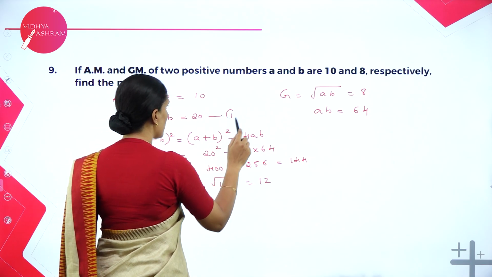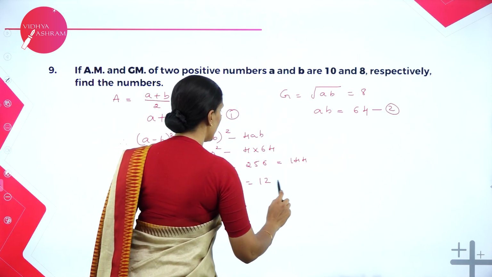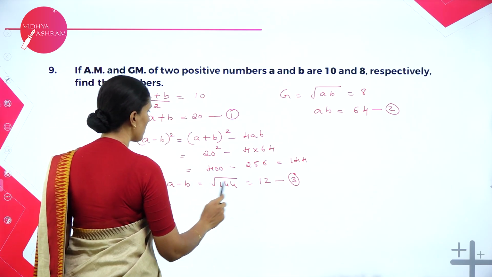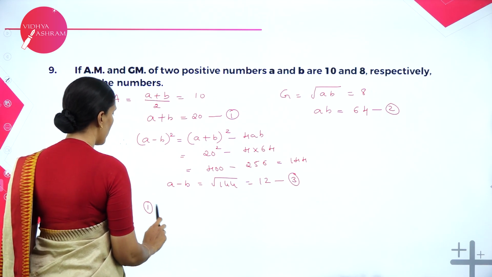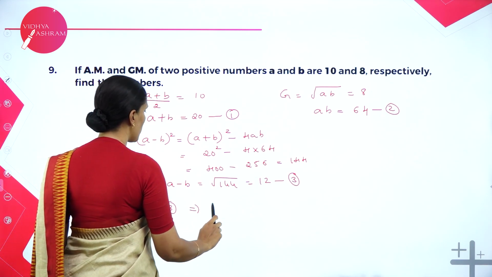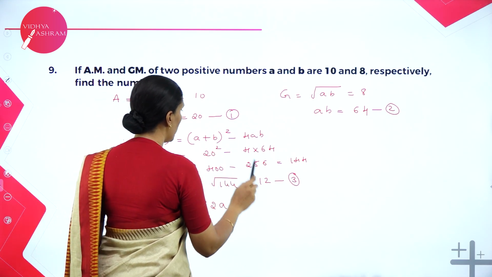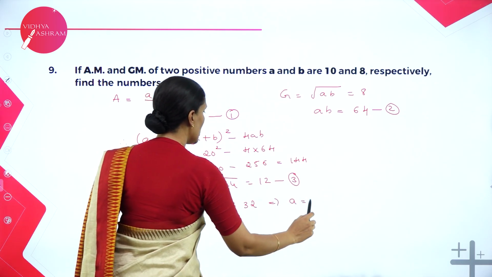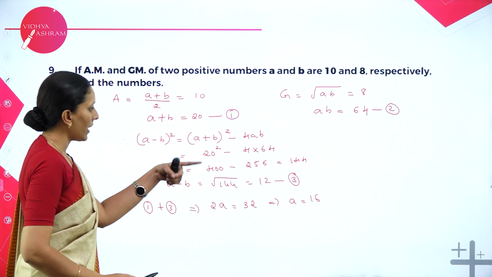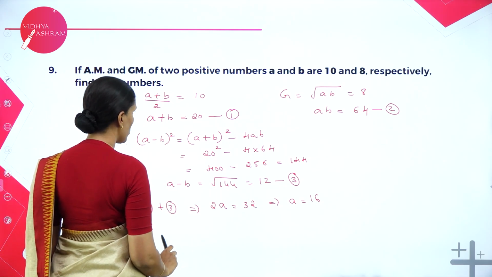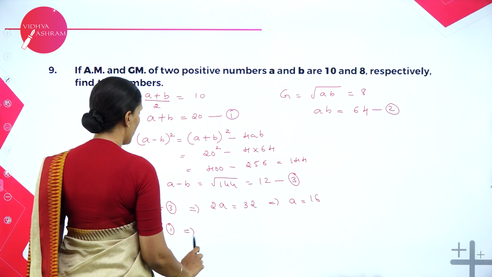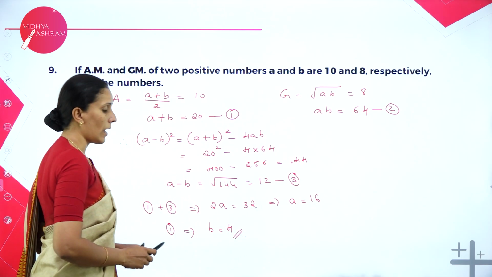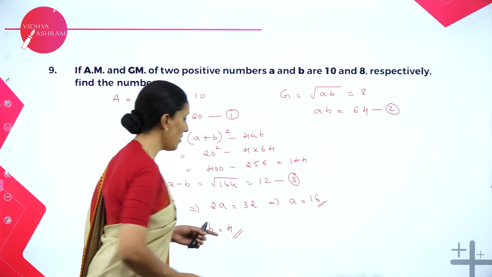Now let me consider this as 1, this as 2 and this as 3. Let me solve A plus B equals 20 and A minus B equals 12. So adding 1 and 3, we will get 2A is equal to 20 plus 12, 32. So which implies A is equal to 16. Now if I substitute A is equal to 16 in any one of the equations, let me consider equation 1, then I'll get B is equal to 20 minus 16, 4. So therefore the numbers are 16 and 4.